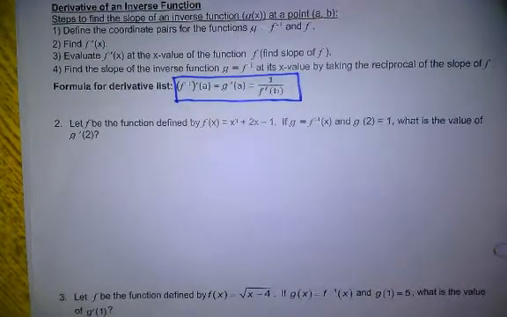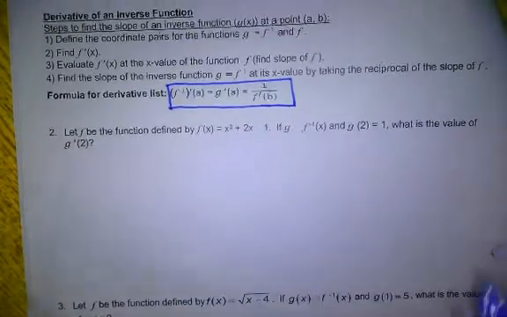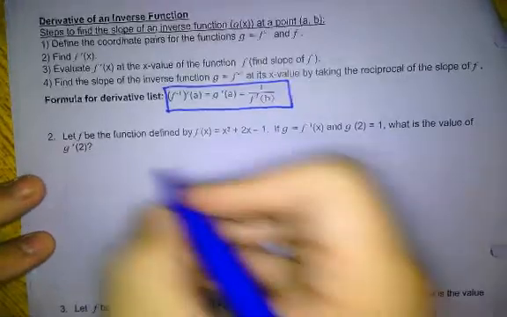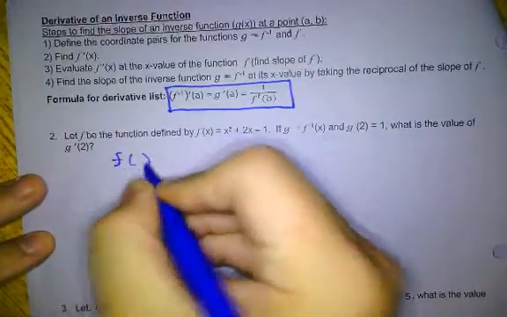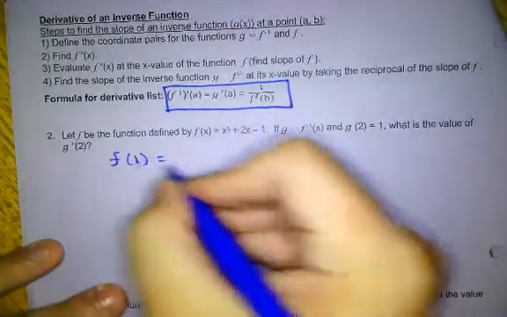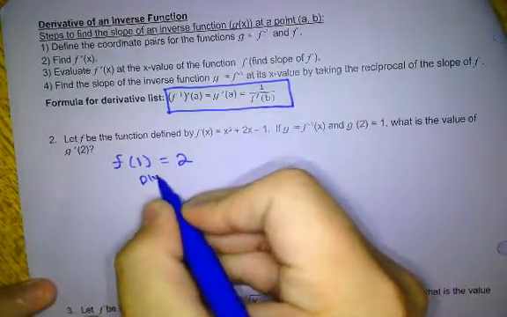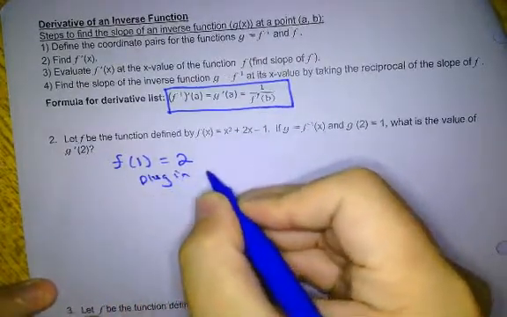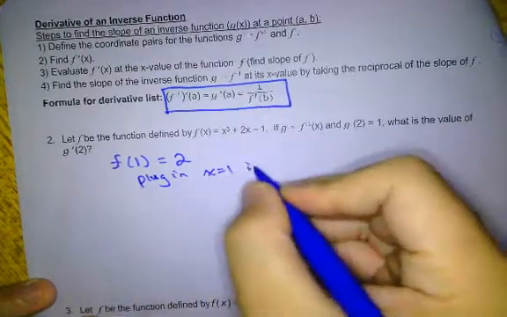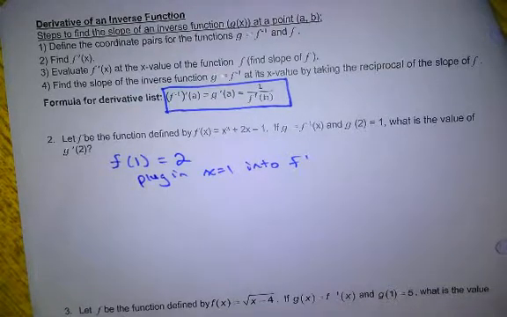So to find the value of g prime of 2, I need to find the value of f prime. So if g of 2 is equal to 1, f of what equals what? f of 1 is equal to 2. Why is that important? Because I'm going to plug in x equals 1 into f prime. And then I'm going to flip it, and I'm going to call it a day.